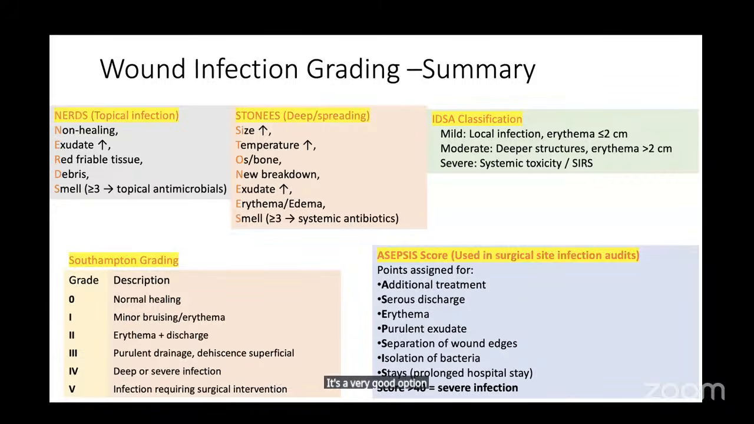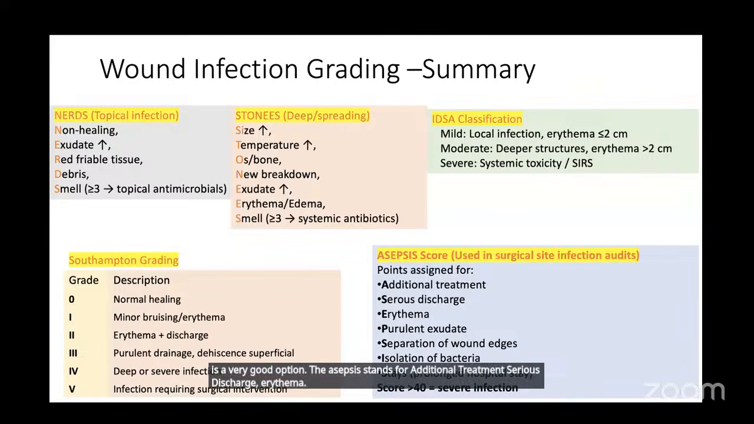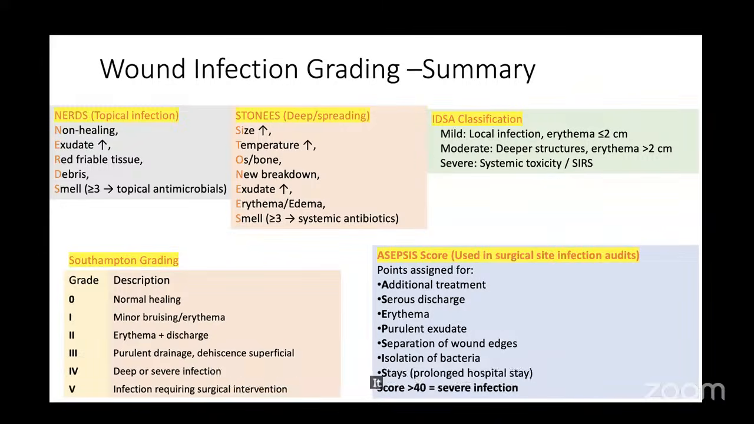The ASEPSIS stands for additional treatment, serous discharge, erythema, purulent exudate, etc. And it is scored from 0 to about 60, and more than 40 indicates very severe infection.